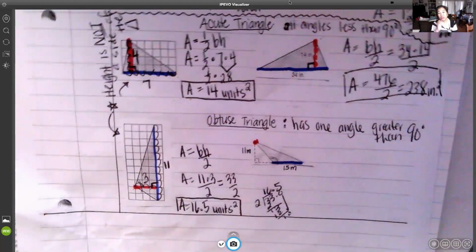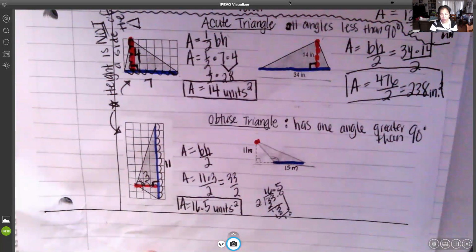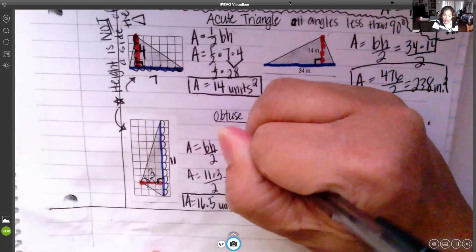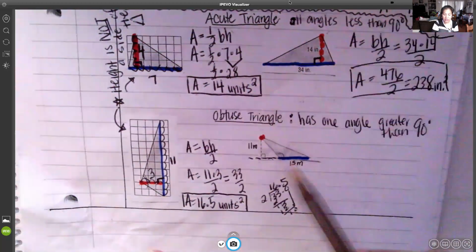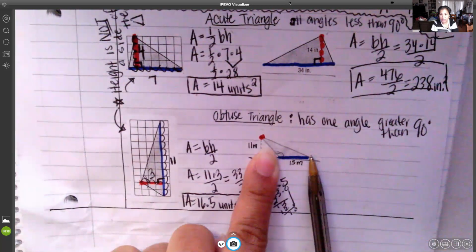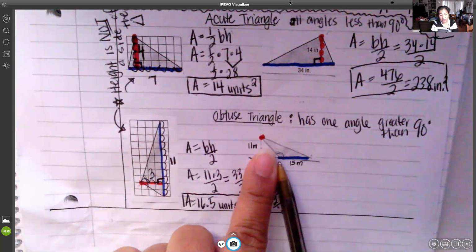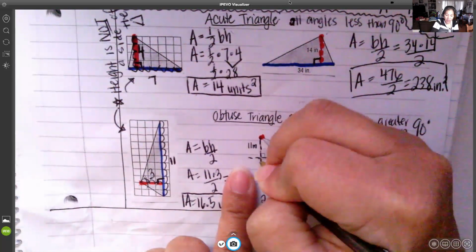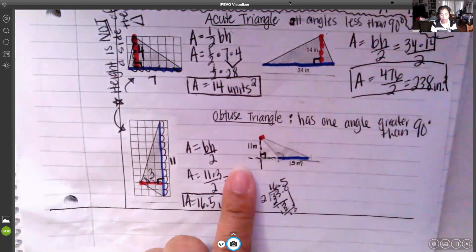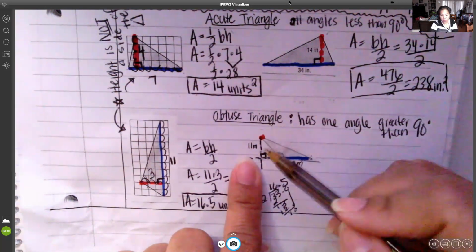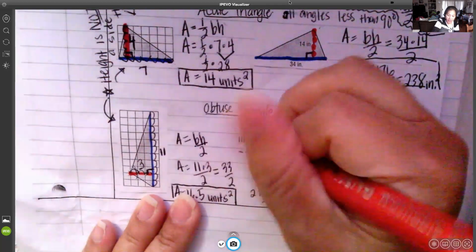But then remember, we have to drop the height down to the base. Well, the base is all the way here. The reason this is dotted is because this is what we call extending the base. Like this is the floor, but only this much of the floor is the length we want, 15. We just extend the floor a little bit longer so that we can drop the height down and make a 90-degree angle. And so there is our height.